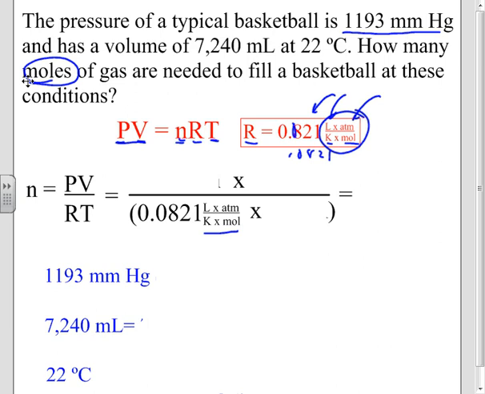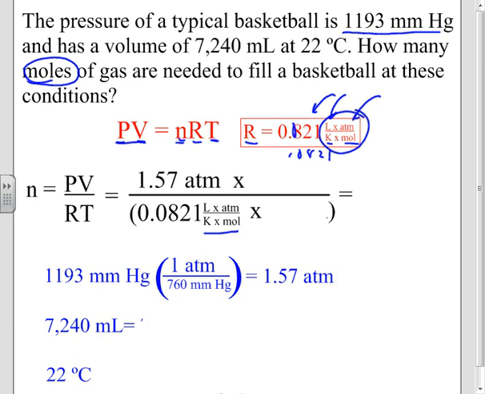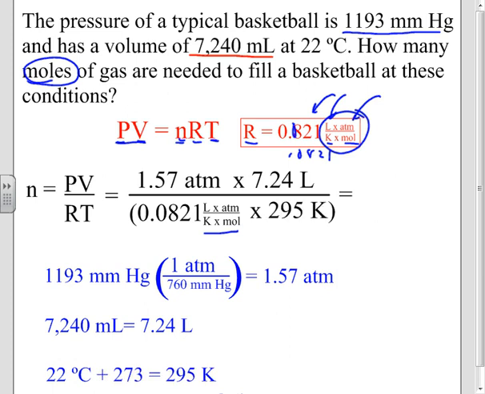So we're given pressure as 1,193 millimeters of mercury. We must convert that to atmospheres by dividing by 760. So that gives us a pressure of 1.57 atmospheres. Volume is given as 7,240 milliliters. Dividing by 1,000 is going to give us 7.24 liters. And temperature, again, always must be converted to Kelvin by adding 273. That is going to give us 295 Kelvin. And that'll come out to 0.469 moles.